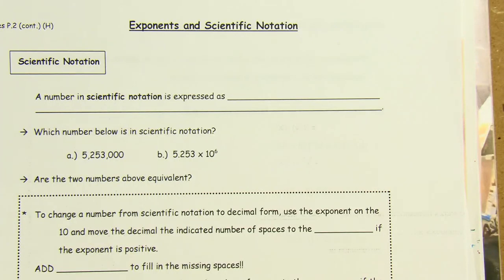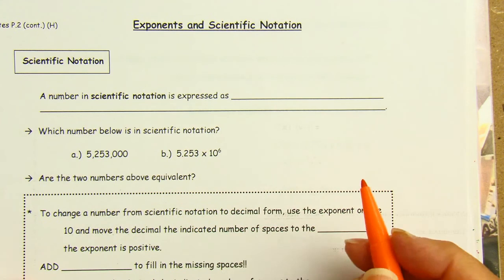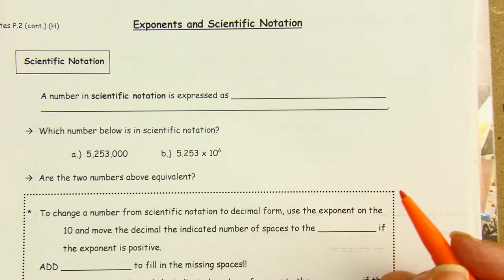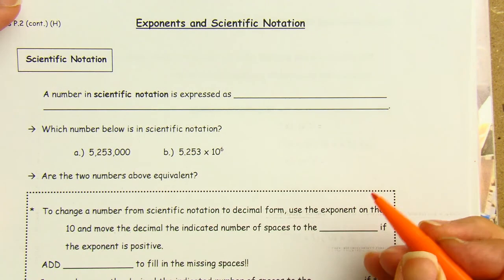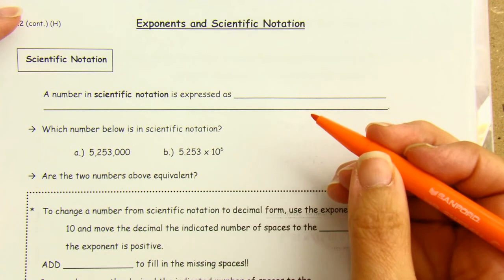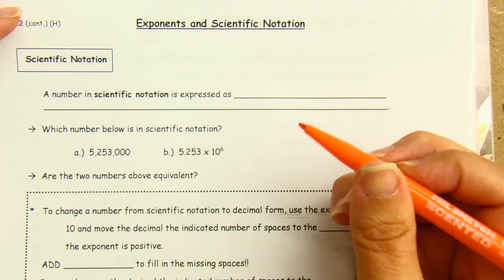Last part of Chapter P, Section 2, Exponents and Scientific Notation. A number that is in scientific notation is expressed as this. I'm sure you're familiar with what a number in scientific notation looks like, especially from your science class, maybe your chemistry class. You've probably also seen this in Algebra 1 and Algebra 2.